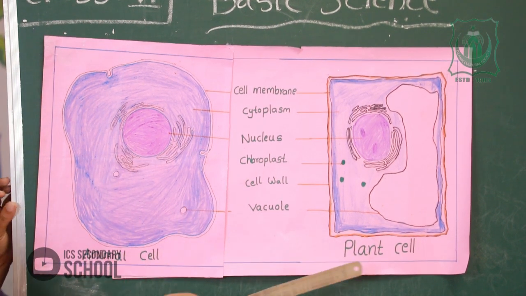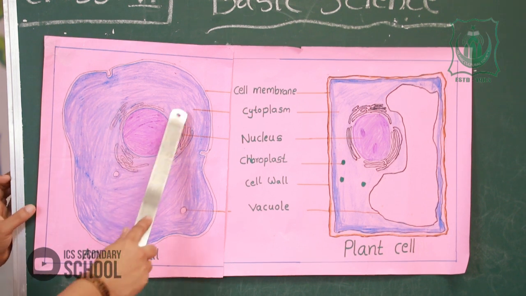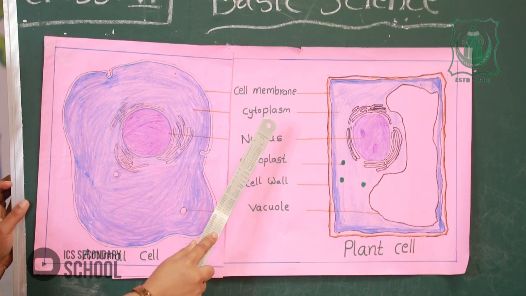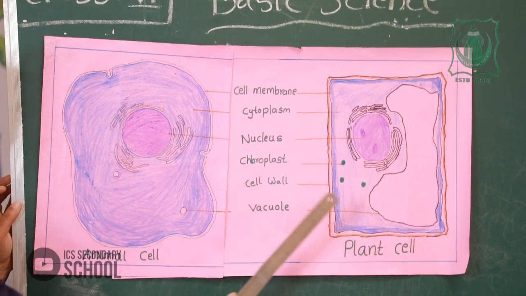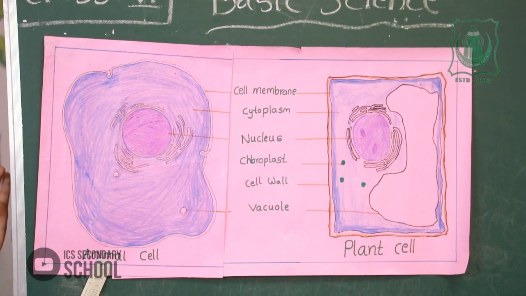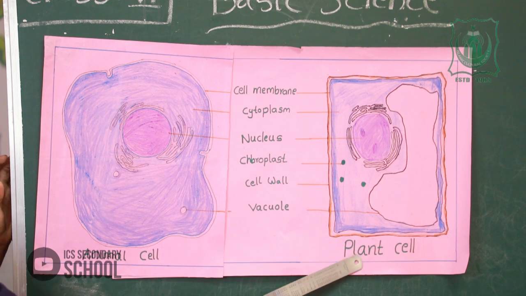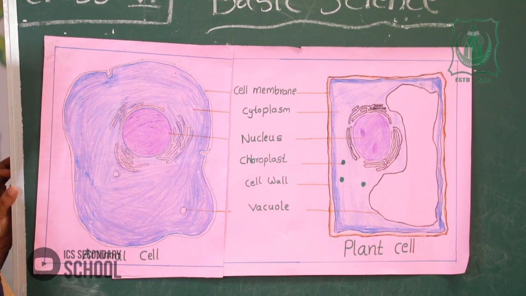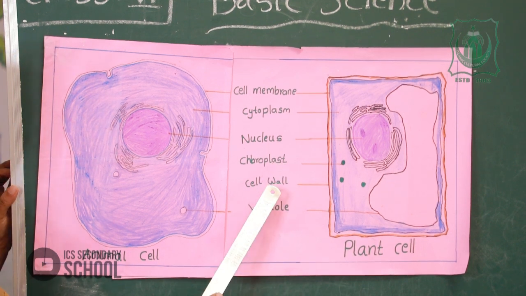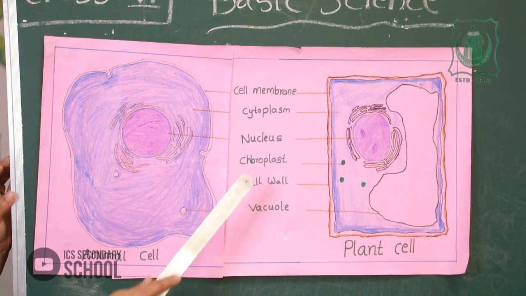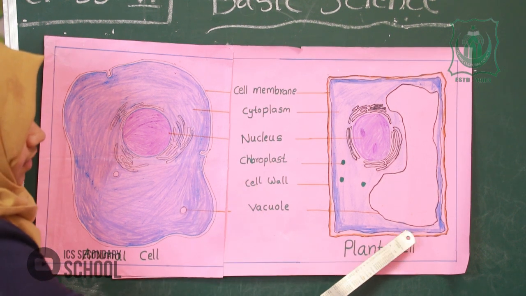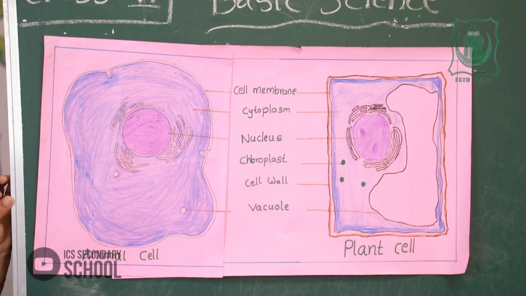Now what are the differences and similarities? Similarities means cell membrane, cytoplasm, nucleus and vacuole are in both cells. But vacuole, animal cell has small and plant cell has large. Then the difference: chloroplast and cell wall are in plant cell only. Okay. Did you get it?